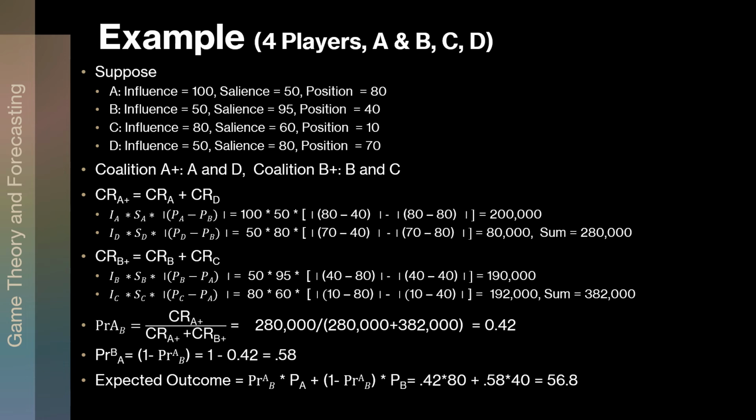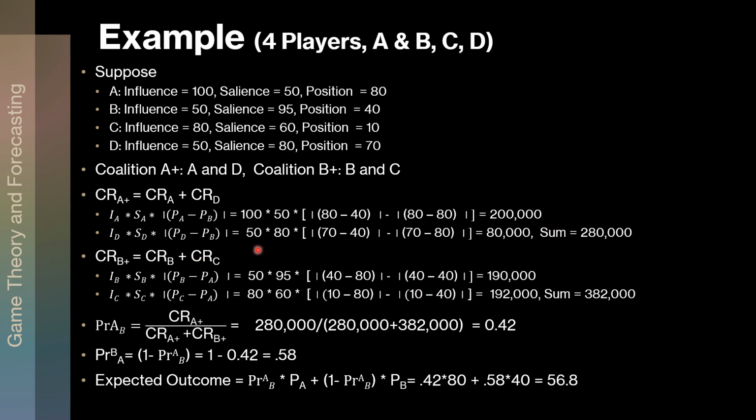So for coalition A plus, we just do the calculations for each individual. For player A, it's the top line, we do the calculation. This part here we did in the first example, right? We've just added 80 minus 80, which is not adding anything. It's literally subtracting 0, but we still have 200,000. So we still have the same number here. Now it's player D.